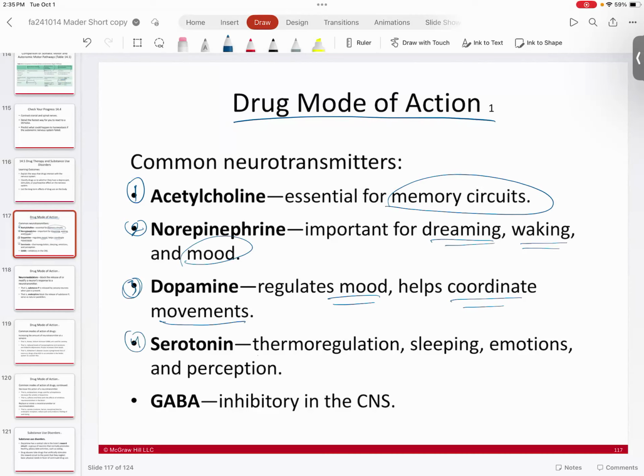Serotonin is involved in thermal regulation, sleeping, emotions, and perception. So depending on what you're doing, that basically can have an effect on any one of those. And GABA is an inhibitory neurotransmitter that works in the central nervous system.